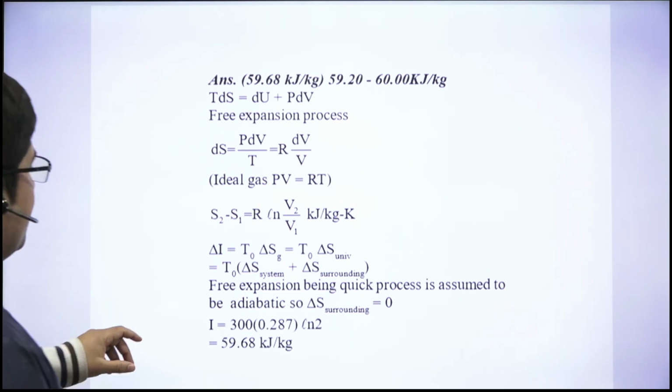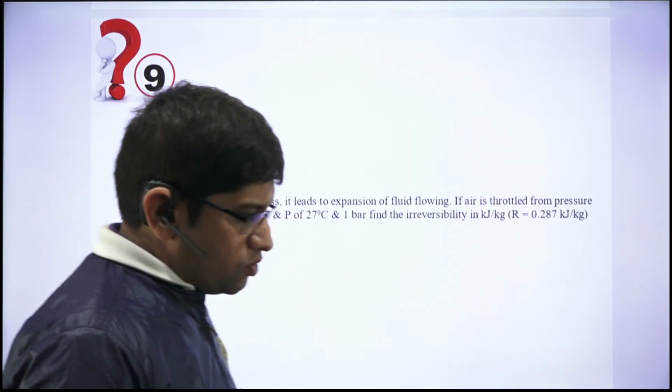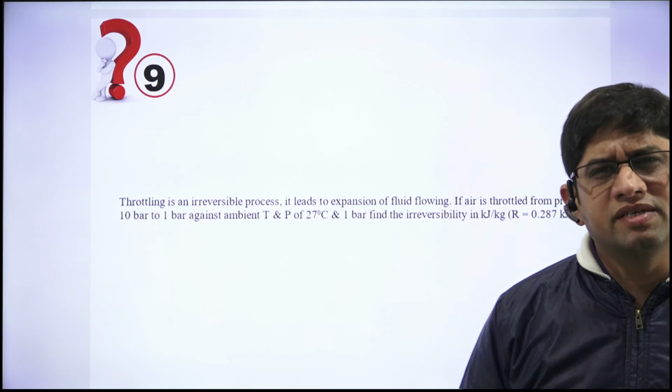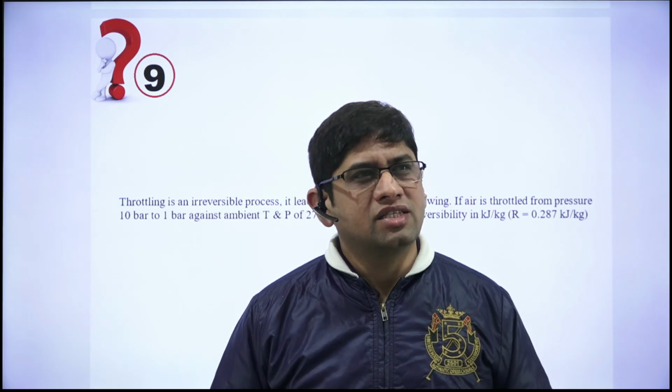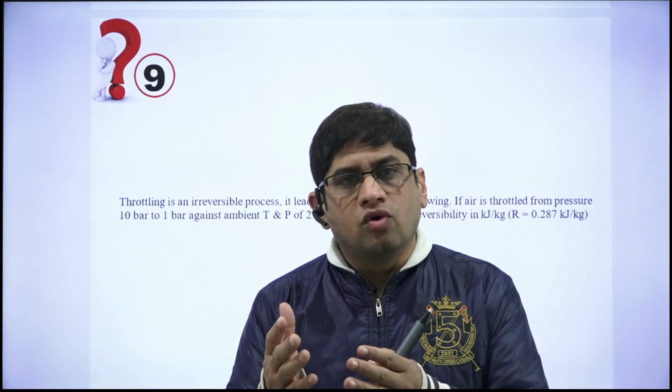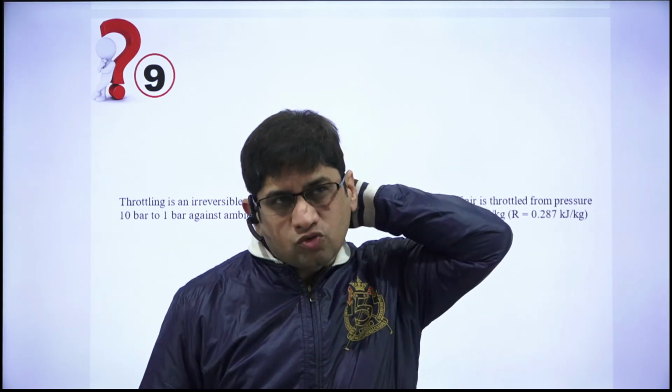Similar to free expansion, there is a concept of throttling. As I told you, in free expansion the example is a balloon rupture or a tire puncture, which is a fast process. Throttling is not fast, but it is constricted flow. Constricted flow is again assumed to be adiabatic. Later on I will explain how many ways you can make a process adiabatic.